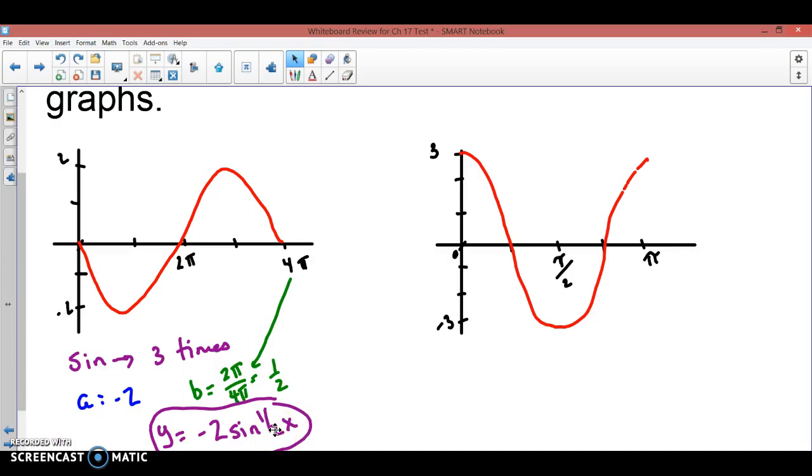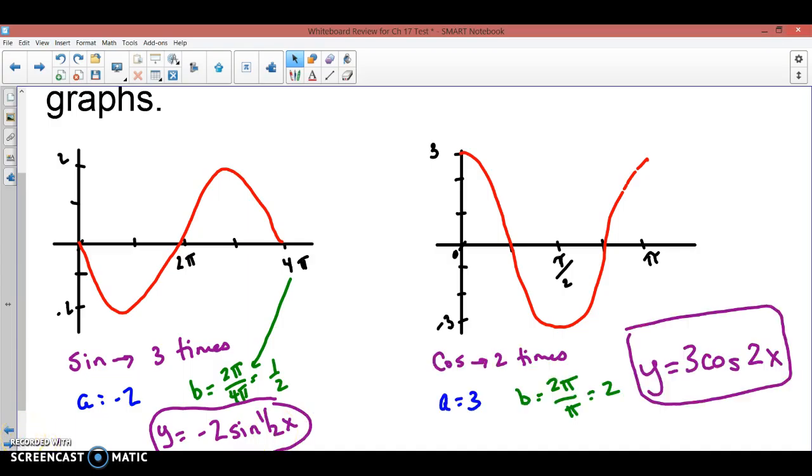Let's try our last one. If we look here, it crosses the x-axis 2 times, so it makes it a cosine graph. We said the a value is wherever you're starting on the y-axis, so since we're starting at +3, our a is 3. Our b value is always 2 pi divided by that last value on the x-axis. So 2 pi divided by pi reduces to 2. So our equation is y equals our a, which is 3, cosine bx, so it's 2x.